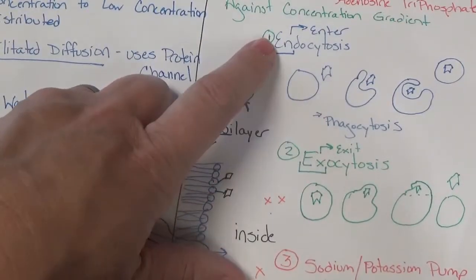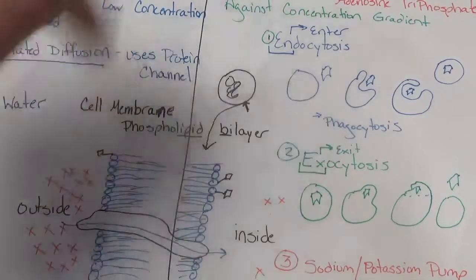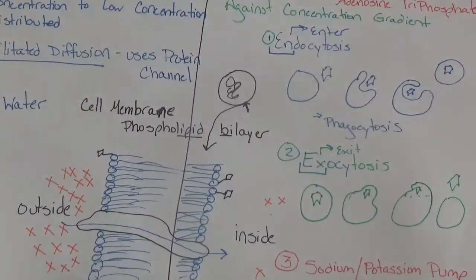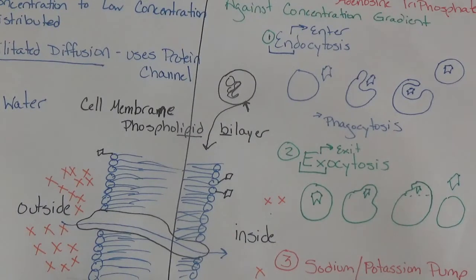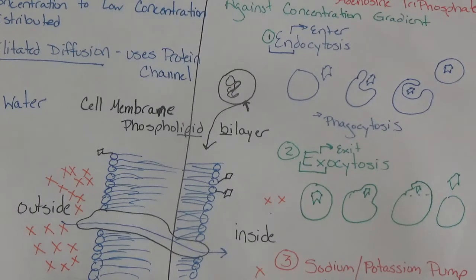Phagocytosis is just a special type of endocytosis that involves eating something. So amoebas and other unicellular organisms that need to eat their molecules, they do that by undergoing phagocytosis, where they just kind of engulf the other organism, and that's how they eat it.